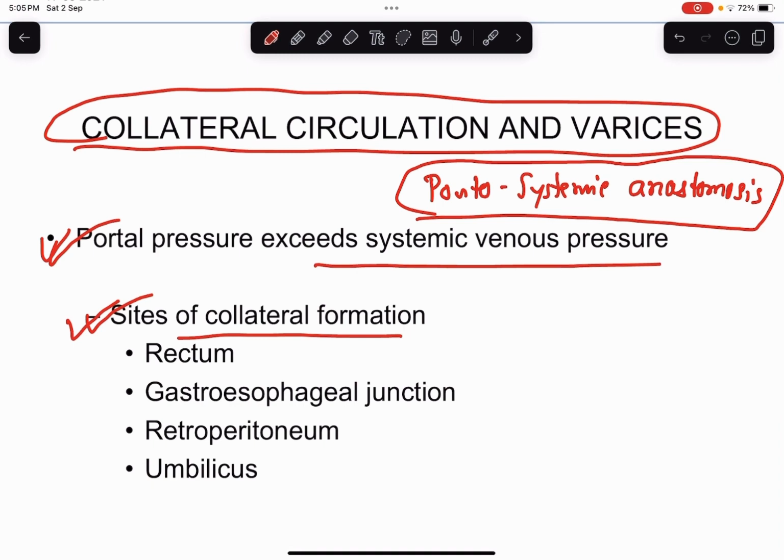What are the sites of collateral formation or portosystemic anastomosis? They are the lower end of the rectum, gastroesophageal junction, retroperitoneum and umbilicus. So these are the sites for the formation of collaterals or portosystemic anastomoses.